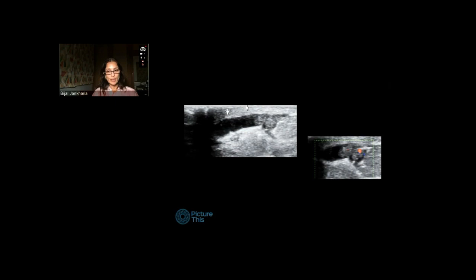BI-RADS 4B. Patient with a bloody nipple discharge, solitary dilated duct with an intraductal lesion, very likely to be a papilloma, but could also be a papillary carcinoma or DCIS with a papilloma. BI-RADS category 4B, and this was just an intraductal papilloma in the breast.